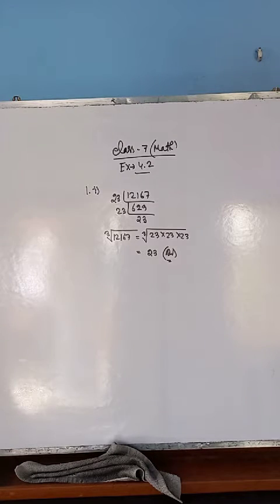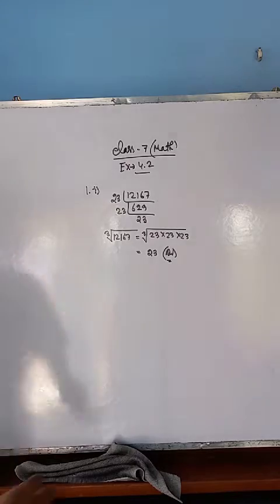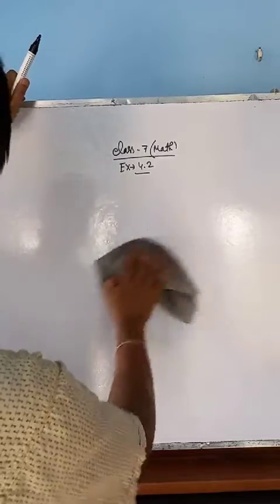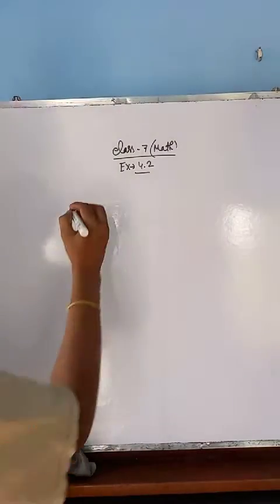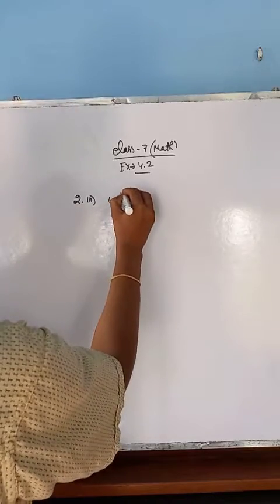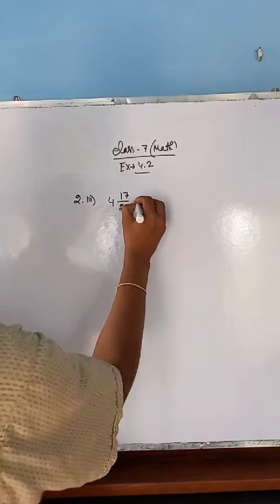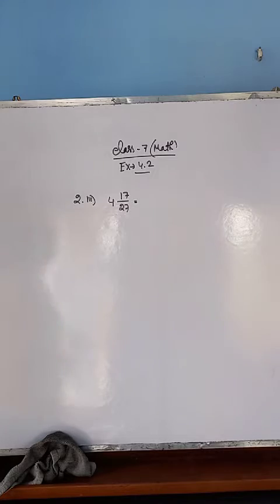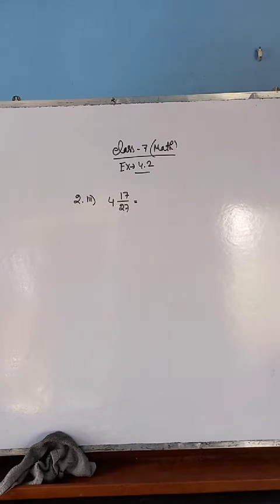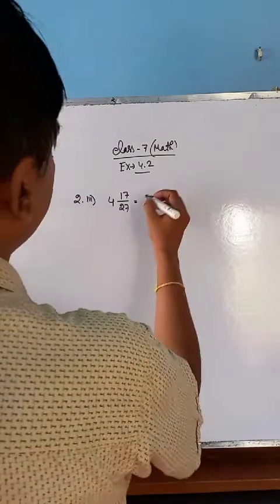Let me go to the exercise question number 2.1. What is question number 2.1? Suppose I discuss question 2.3, the mixed number 4 whole 17 by 27. So your first work is what? Your first work is to multiply this part and then add that part.